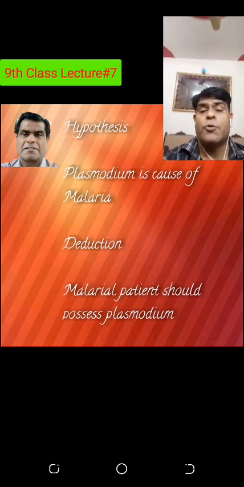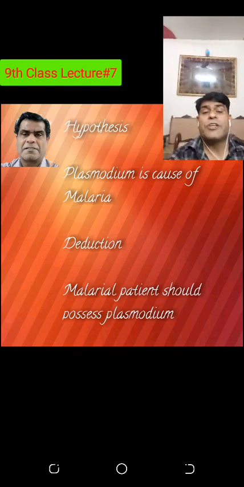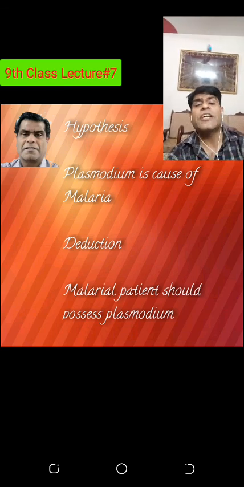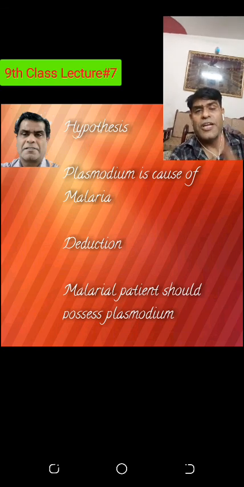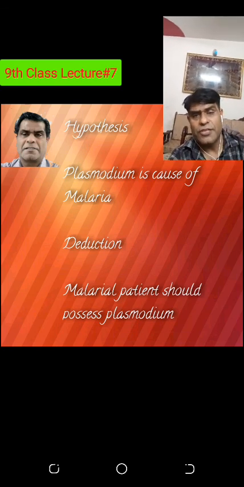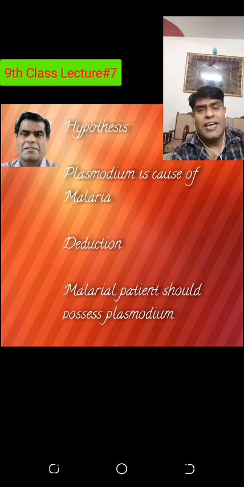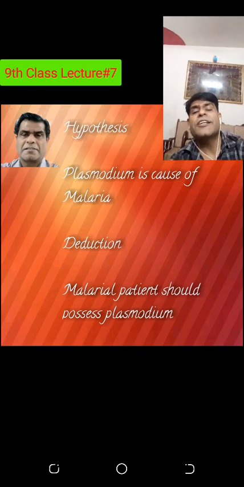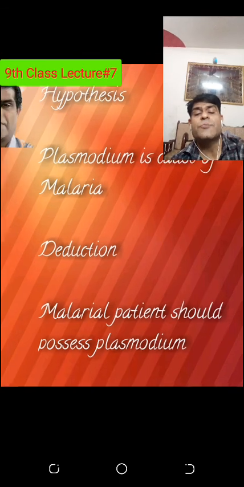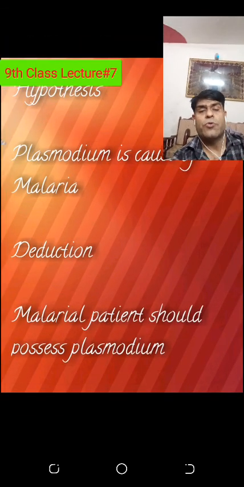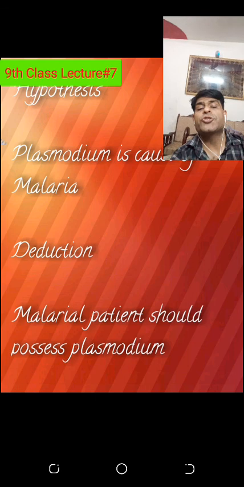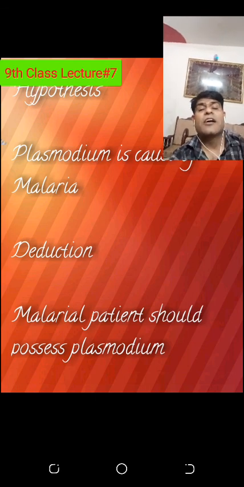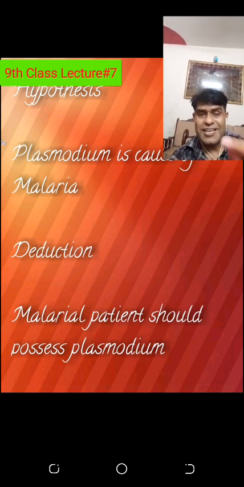Deduction comes after hypothesis, and that is a quite easier phenomenon, because now you will convert 'Plasmodium is the cause of the malaria' into a statement in which you can perform an experiment. Here it is not written with if and then, because the space was less, but I will speak it orally. Malarial patients should possess Plasmodium. This is the little deduction I have made, but you will write the longer sentence which I am telling you now.